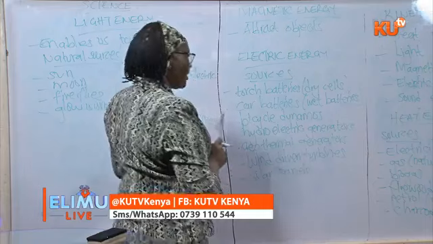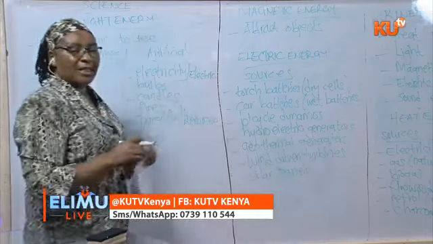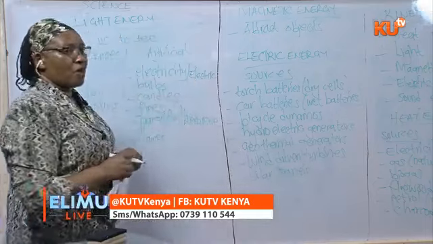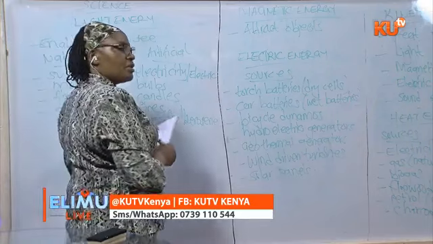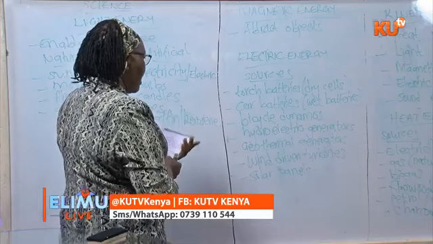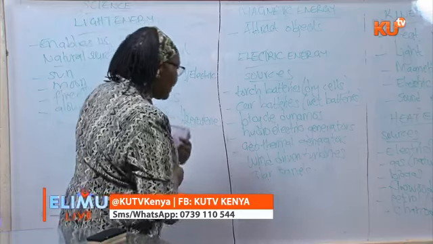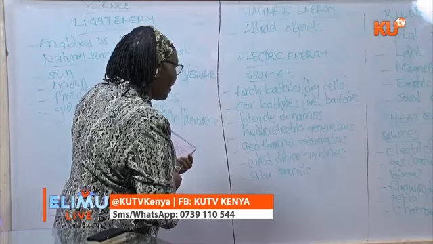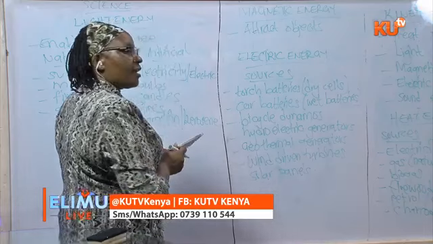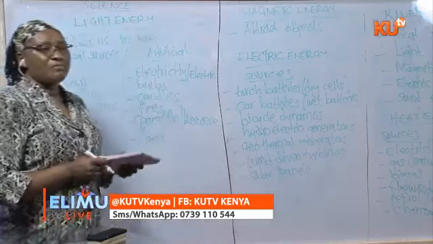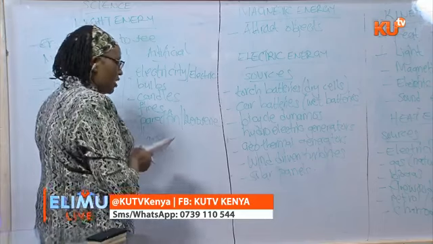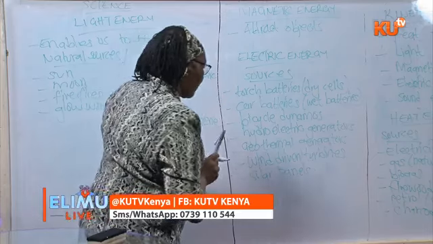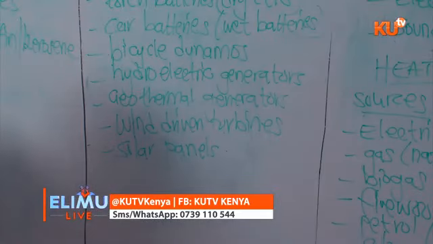We have bicycle dynamos. As you learned in class 7, when the wheel of the bicycle rotates, the energy there, which is mechanical energy, is also kinetic energy. Then we have hydroelectric generators. We have turbines which make the water to move very fast, creating some energy, which is in this case mechanical energy. Now we have geothermal wells.